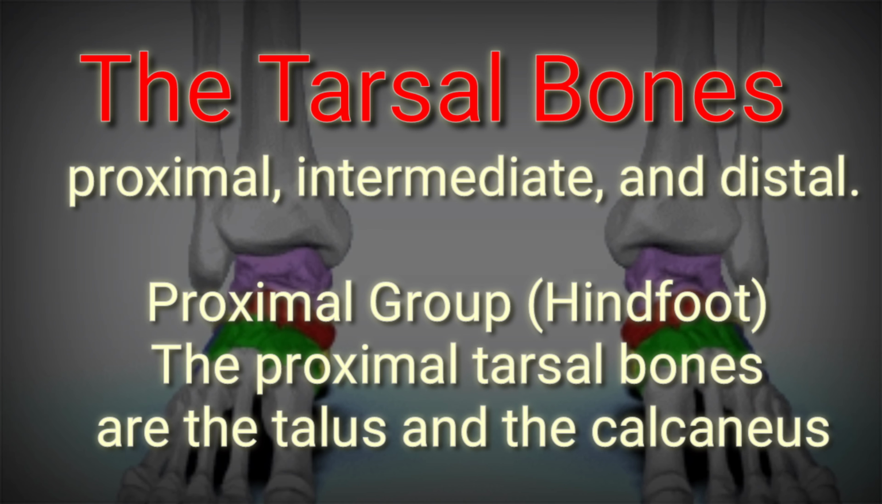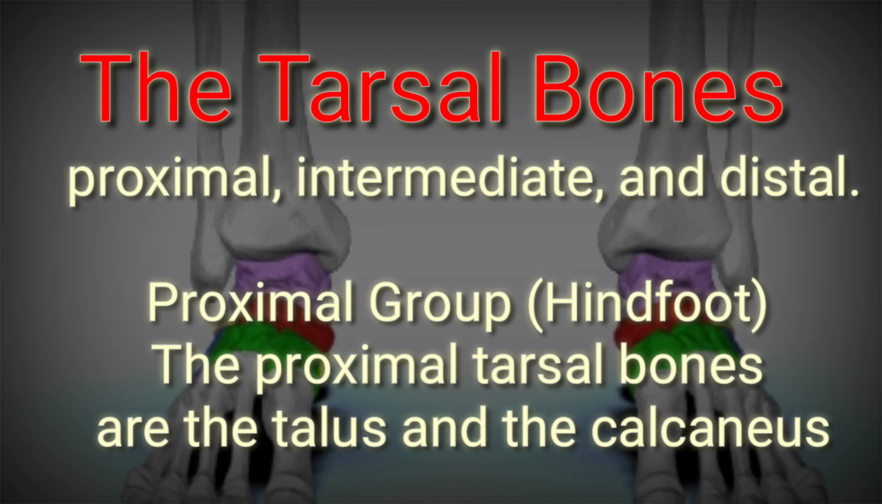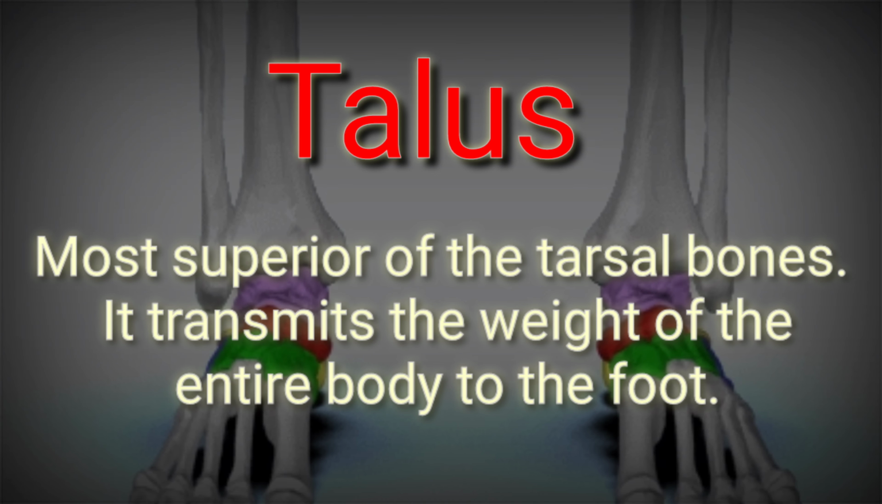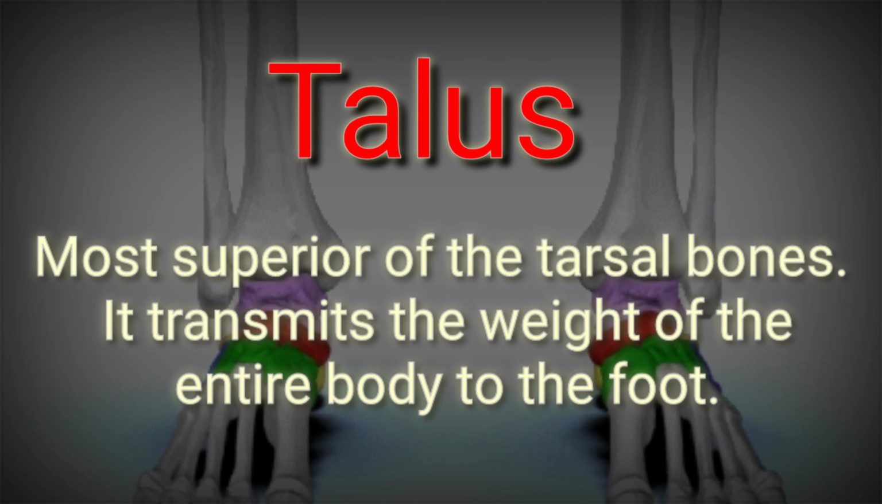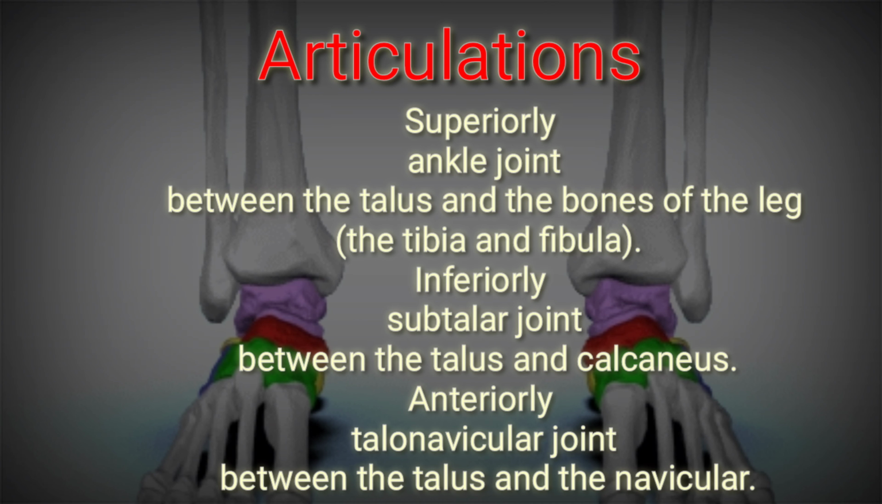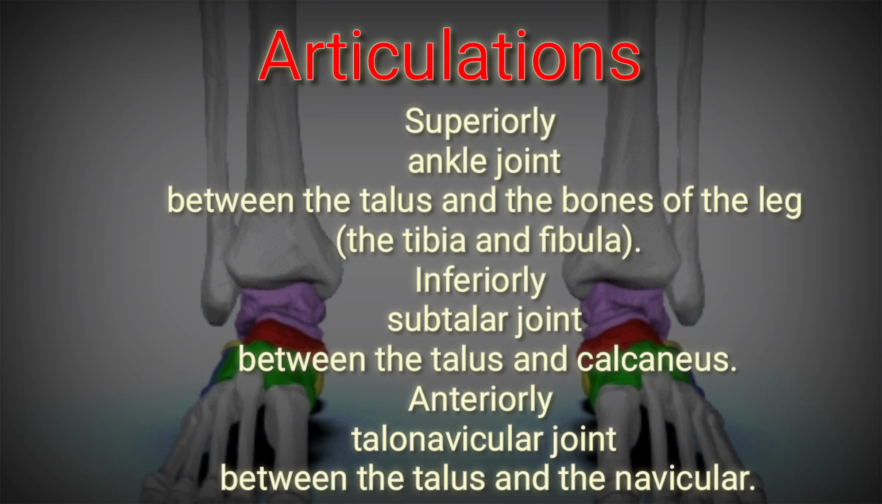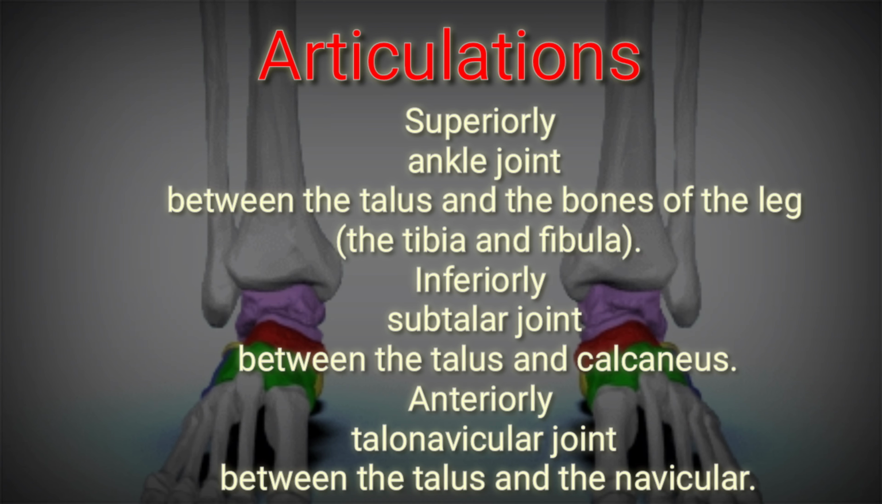The proximal tarsal bones are the talus and calcaneus. The talus. Talus is the most superior of the tarsal bones. It transmits the weight of the entire body to the foot. It has 3 articulations: superiorly, the ankle joint, between the talus and the bones of the leg, the tibia and fibula; inferiorly, the subtalar joint, between the talus and calcaneus; and anteriorly, the talonavicular joint, between the talus and the navicular.